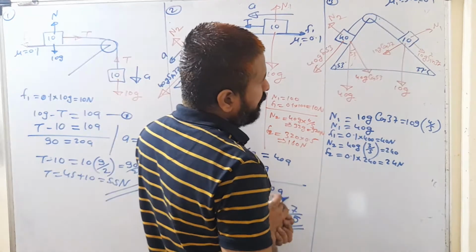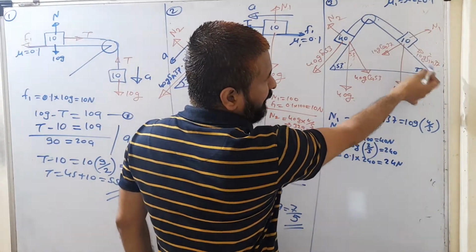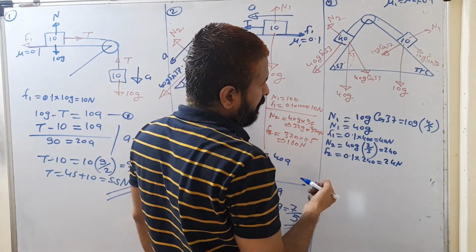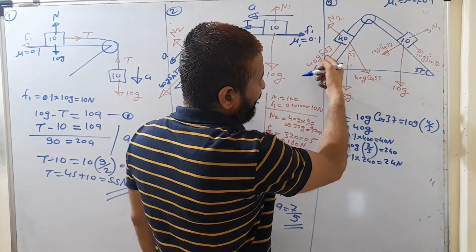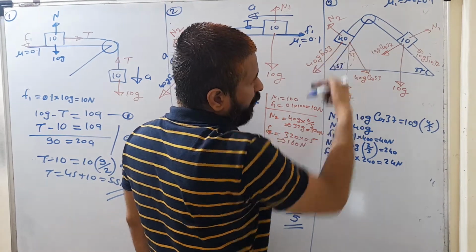Now we have to think about which block will go down, because here what force is acting? 10g sin 37, and here it is 40g sin 53. So there is more force on this block. Sin 53 is what? 4 by 5.